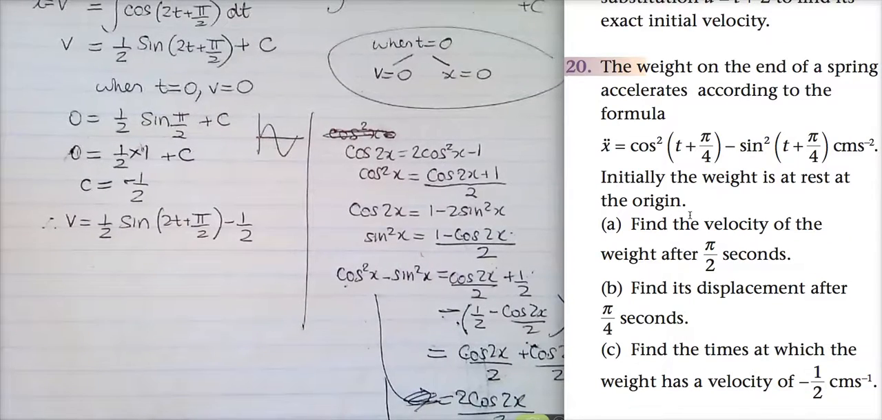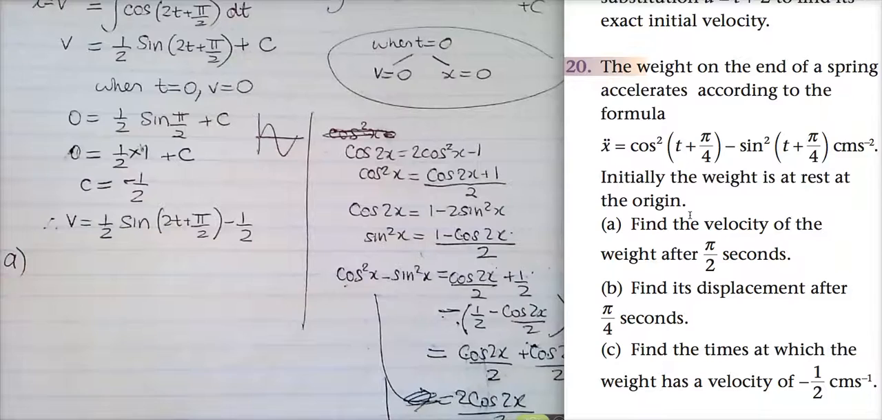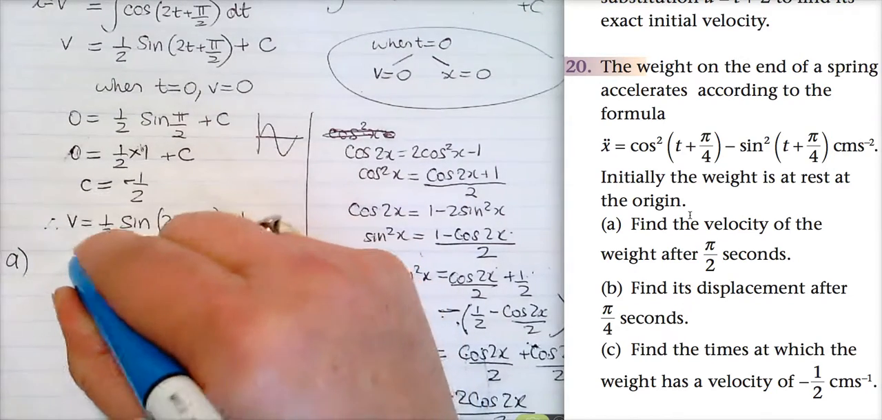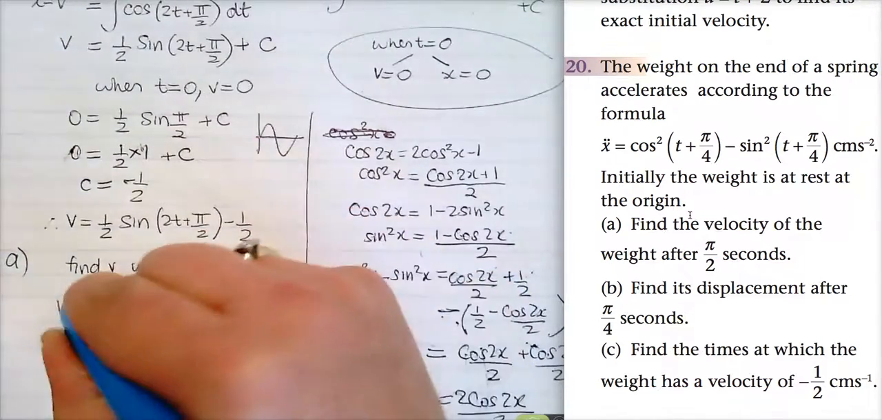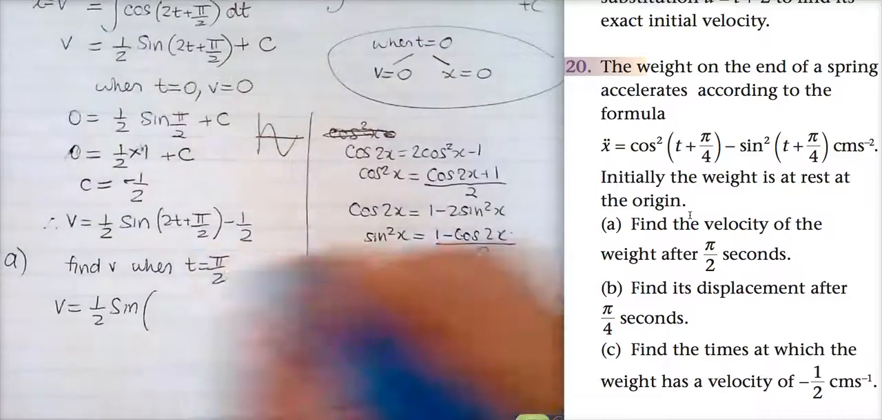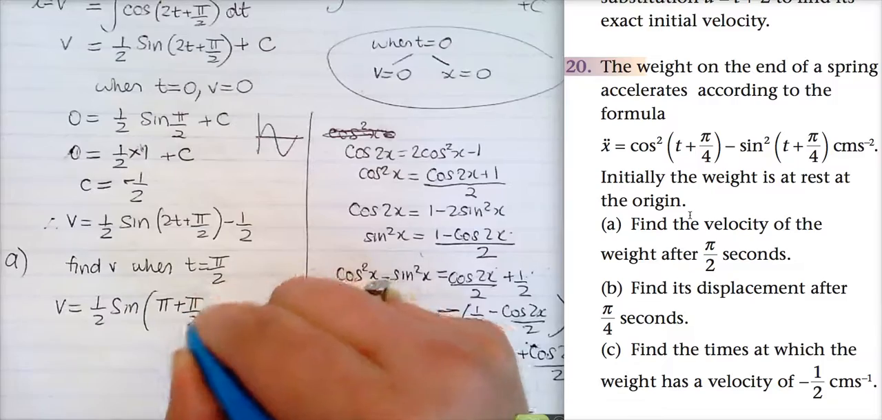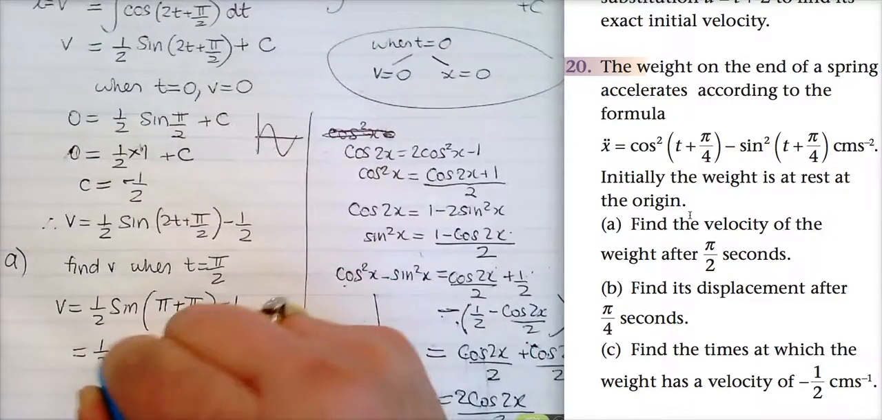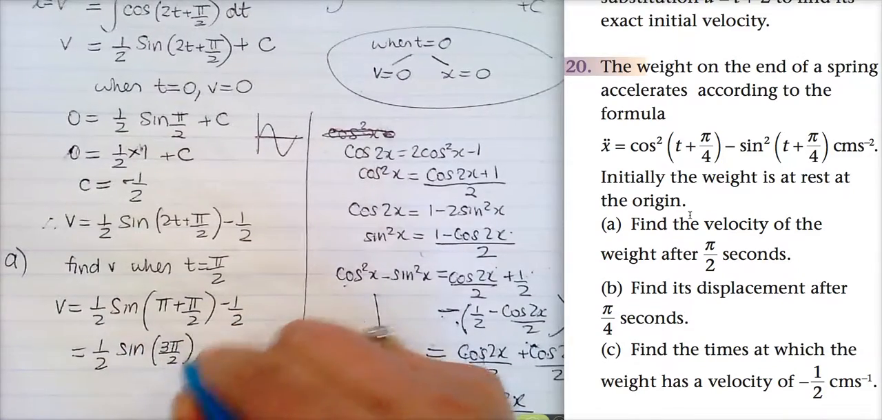Next, find the velocity. When? Now we're up to part A. Now we can actually answer the question. I mean, that all is part A, but now we're actually answering the question. Find the velocity after pi on 2. We good? Find v when t equals pi on 2, and you get v is a half sine of 2 times pi on 2, which is pi, plus pi on 2. What's pi plus pi on 2? It's 1 plus a half. Sine of 3 pi on 2 minus a half.